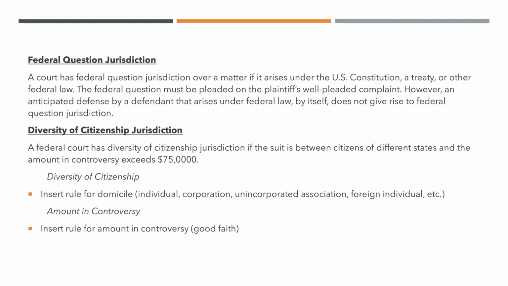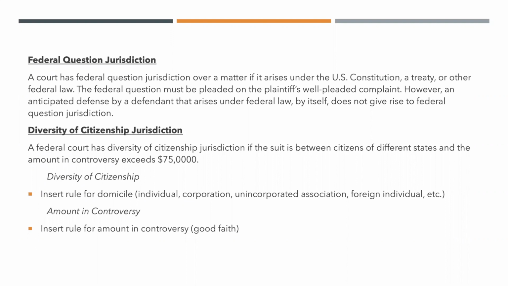So how do you then pre-write a rule statement dealing with elements? I've indicated it here, right? Each element should be a subheading. So my first heading, which is in italics on the slide, is diversity of citizenship. And my second subheading is amount in controversy. And underneath those two subheadings, I would write the rule. I would write the rule for diversity of citizenship, which then requires a definition of domicile.